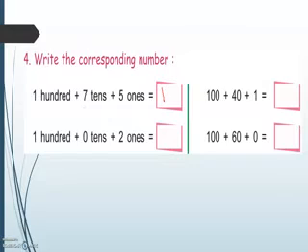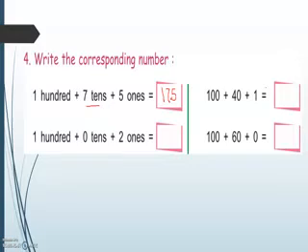Now, plus 7 tens. 7 tens means 7 is in the tens place. And here we have to write 7. 5 ones means 5 is in the ones place. So the number we got is 175.